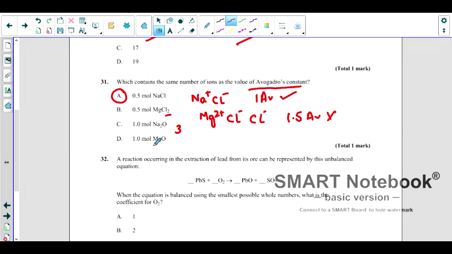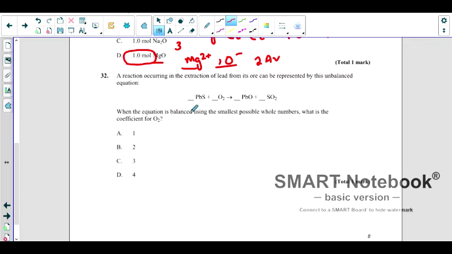Even if you select the fourth one, it is Mg 2 plus and O 2 minus. But if you see, it will be what? It will be double Avogadro's number. Why? Because it is 1 mole here. Here it is 0.5 mole. So half of Na and half of Cl will be how much? Equal to Avogadro's constant. So the correct answer is A.